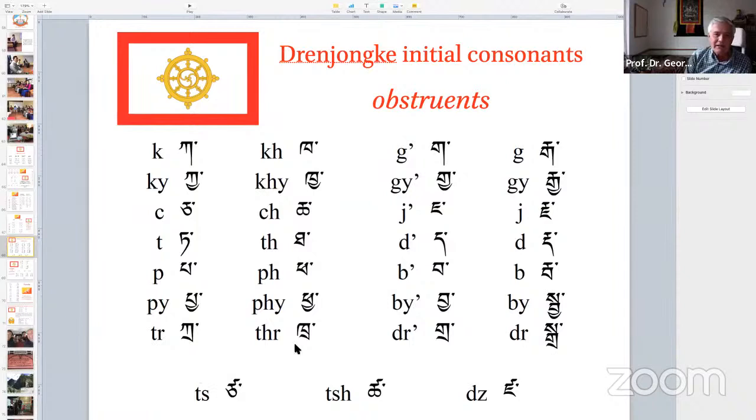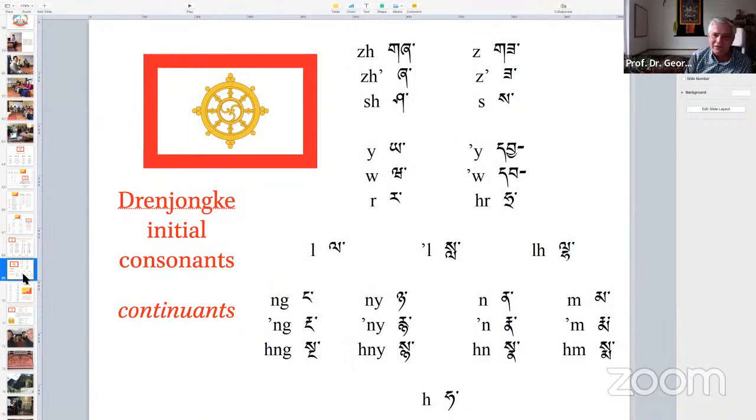So they have to be represented in some way. So these would be the initial consonants, the second portion of the initial consonants. And notice here, you have the high tone or high register nasals, but you also have these. You have what you do not have in Dzongkha. You have hna, hnya, hna, and hma, just as you do in Burmese. You have them in Sikkim.